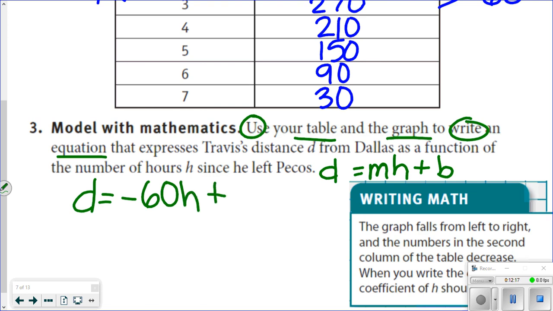Plus, what's our starting point, our starting distance, our starting number of miles? It's 450.